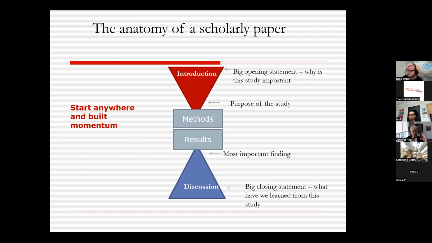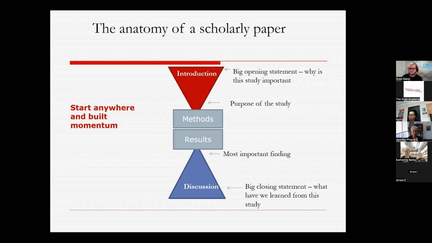Then from the introduction, we move to the method section. In the method section, you're telling the reader exactly how you did your study. And again, we'll go through the different sections of a method section in just a moment. After your methods comes the results. What did you find? And then after the results comes the discussion. So what do your findings that you presented in the results mean?